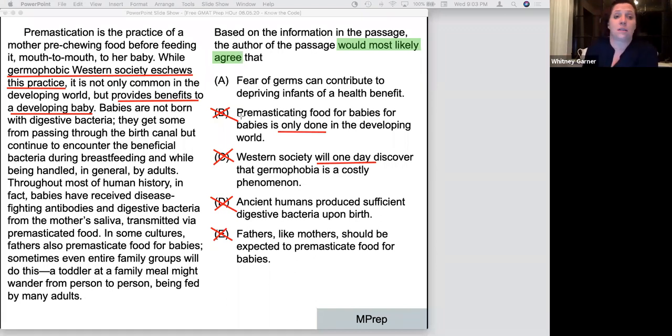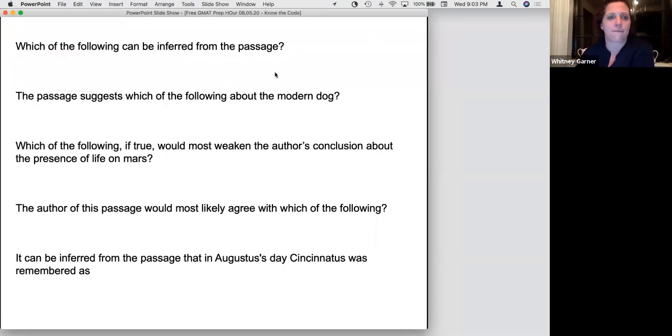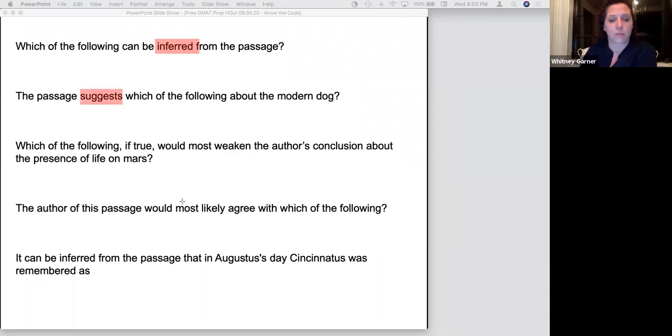And so if what you're finding is that you missed a question like this for that reason, you just didn't even understand that this was meant to be a thing where you draw your own conclusion, then this is a great flashcard to make. You would do something very similar to the critical reasoning one, right? Here's a lot of language around it. It can be inferred. Passage suggests. The author of the passage would most likely agree. Inferred. And then there's a cool one, which would most weaken or strengthen. It's almost always weaken.